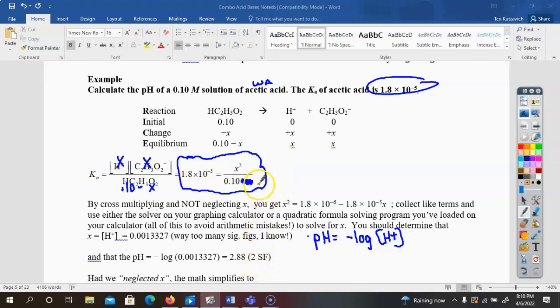Easy, right? Well, you can read about what happens if we neglect the x, etc. They use the quadratic here and then use the math button. Press the math button on your graphing calculator. Tab down, and there's something called the solver. And you can plug in your quadratic exactly how it is using the X button and everything, and it will give you what your x is equal to. But we don't need to because we're neglecting this x.